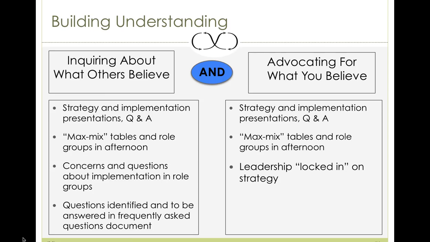And leadership was locked in on the strategy. So not only was it directive in terms of the work that was done and saying that we're going to provide direction here, but there was advocacy. They were saying, let me tell you why we're taking this stand. And let me explain to you why we're making this difference and asking you to join us in creating this collective future.